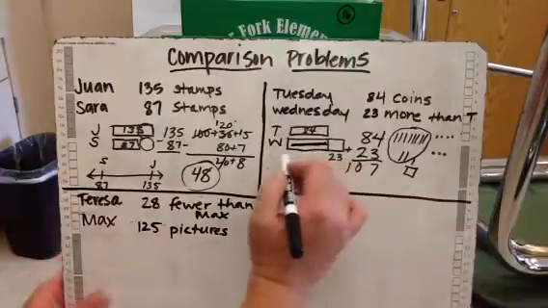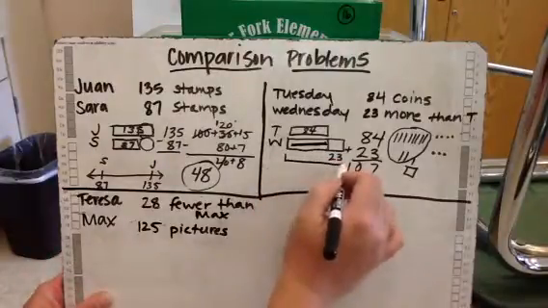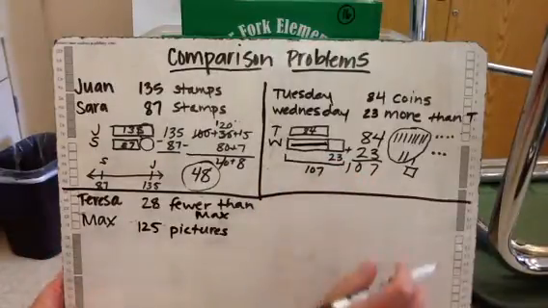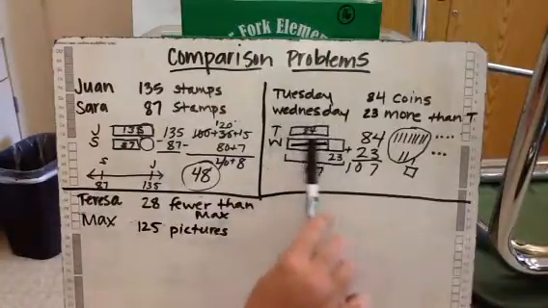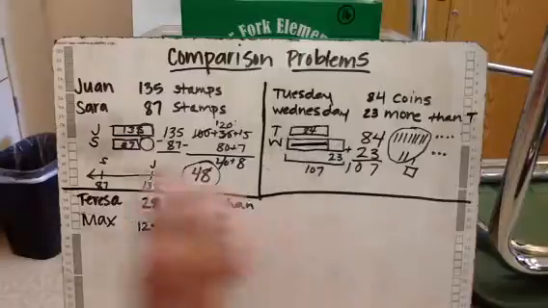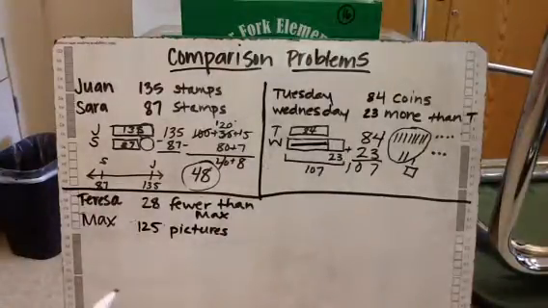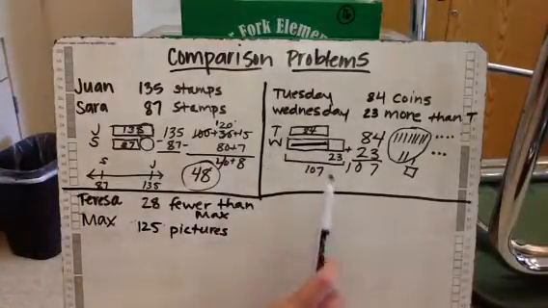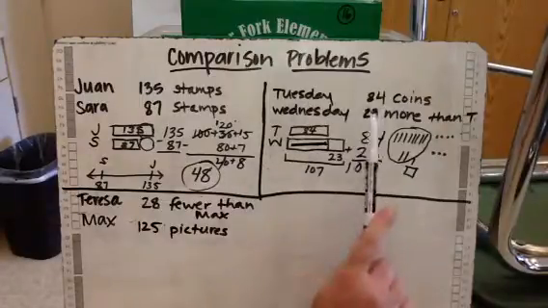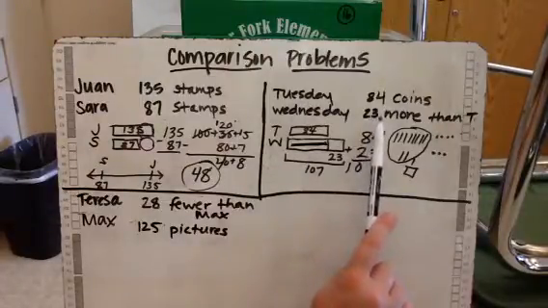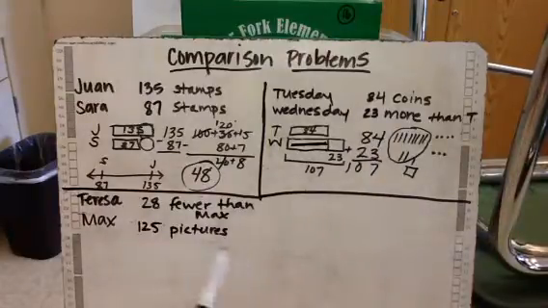Now I need to think about what that means. That means this whole bar is 107, because that's 84 equal to Tuesday plus the 23. And when I think if that's reasonable, 107 is more than Tuesday, and it should be because I got more coins on Wednesday than on Tuesday. So that makes sense. That's a reasonable answer.